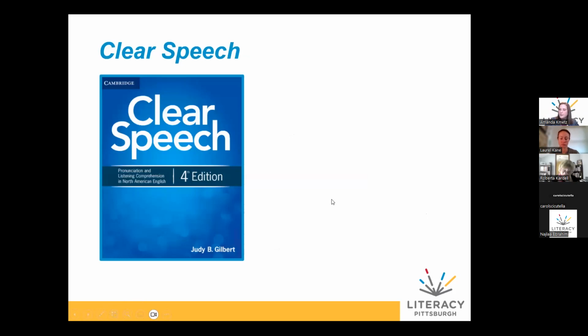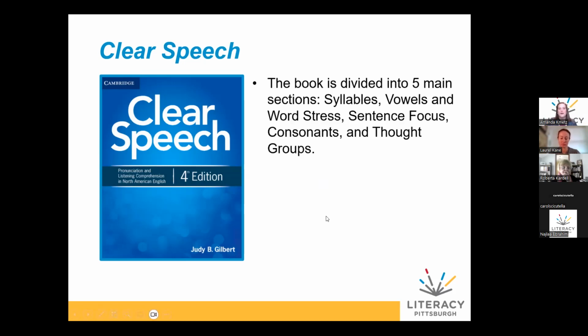So let's talk a little bit about clear speech then. I know there's a lot more I could probably say about English pronunciation, but I tried to pull out some things that you'll see as themes throughout the textbook here. The book is basically divided into 5 main sections. First, it begins by discussing syllables. Then it moves into vowels and word stress. The next major section deals with sentence-focused pronunciation, and then consonants, and lastly, thought groups.